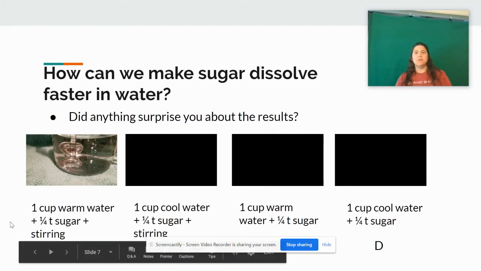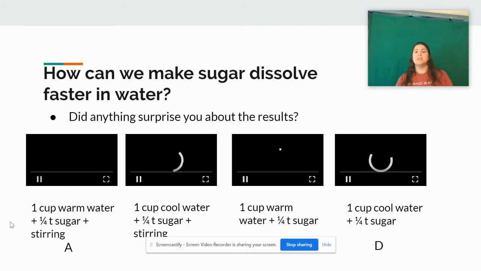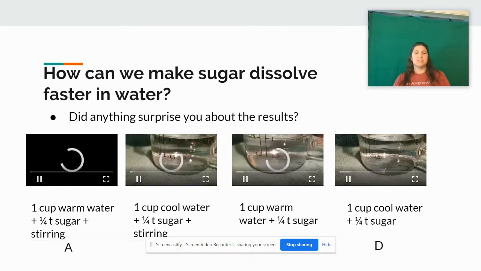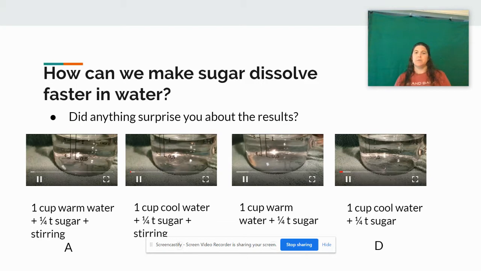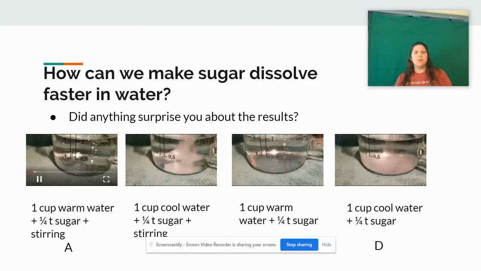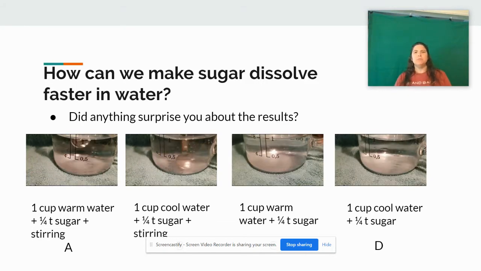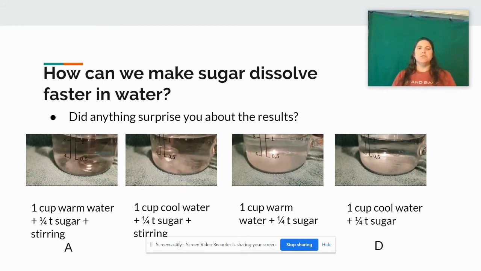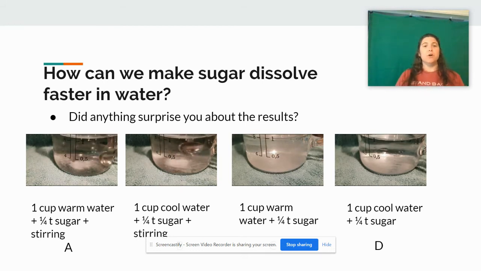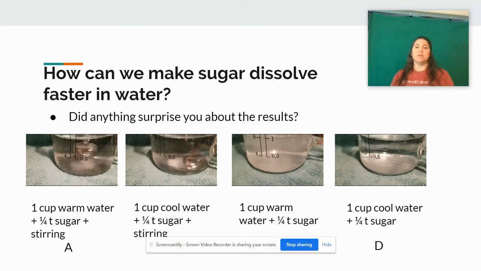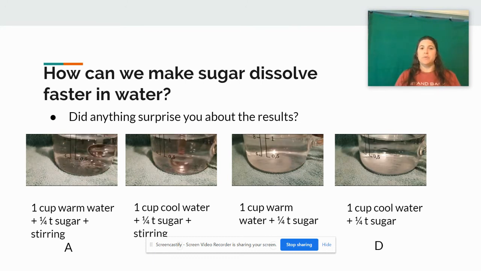Okay, so on this screen, what we're going to see is we're actually going to see all 4 videos. We're going to see all 4 trials of this experiment and see what happens. They don't all go in at quite the same time, but they're relatively close. So from left to right, we have the warm water being stirred, the cool water being stirred, the warm water not being stirred, and the cool water not being stirred.